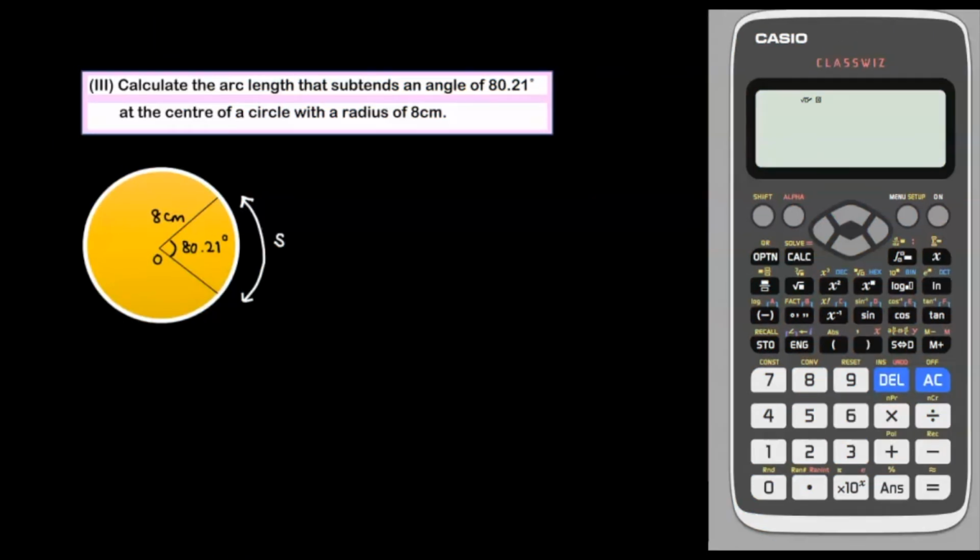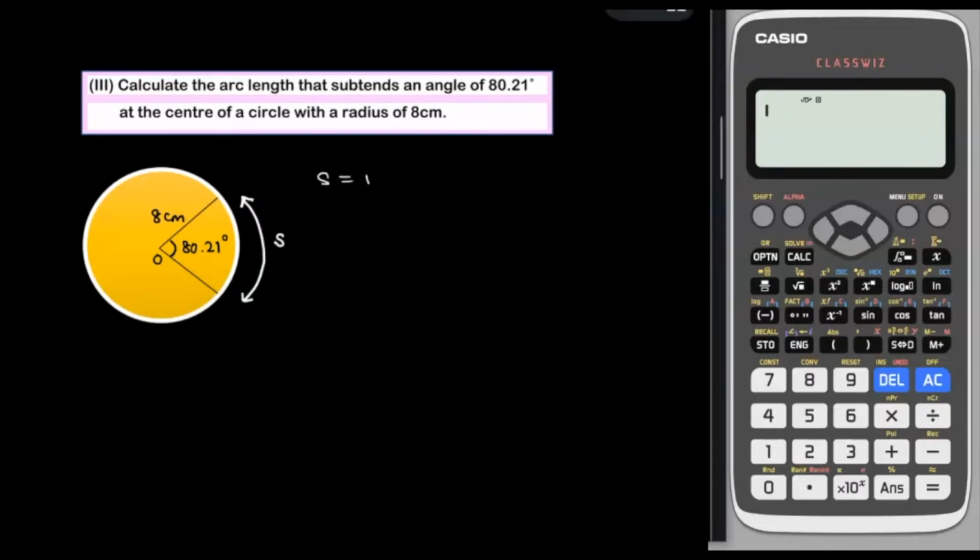Okay, the next question requires us to find the arc length of a circle. So calculate the arc length that subtends an angle of 80.21 degrees at the center of a circle with a radius of 8 cm. Okay, so what is the formula to find the arc length? The formula is S equals R theta, okay? And this theta, you have to be very careful because it has to be in radians.